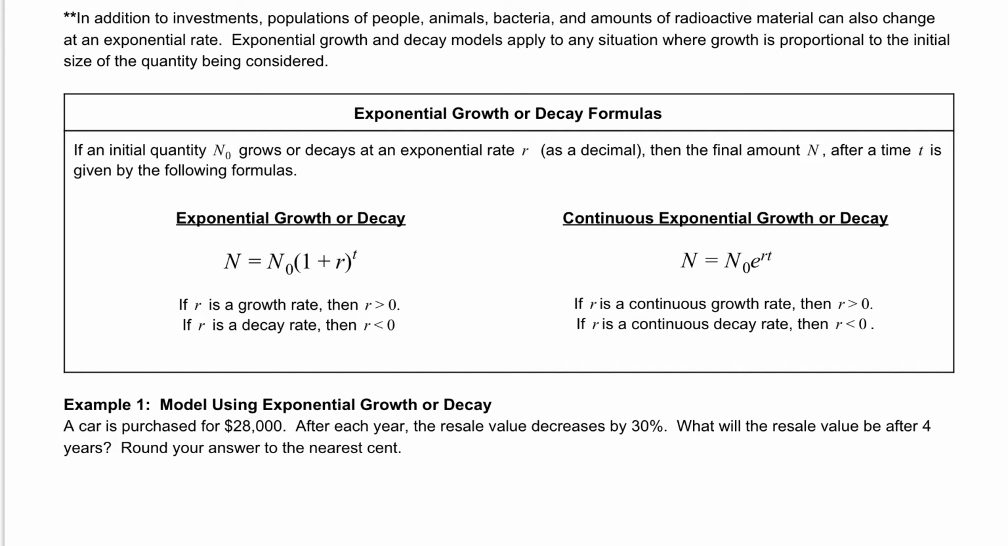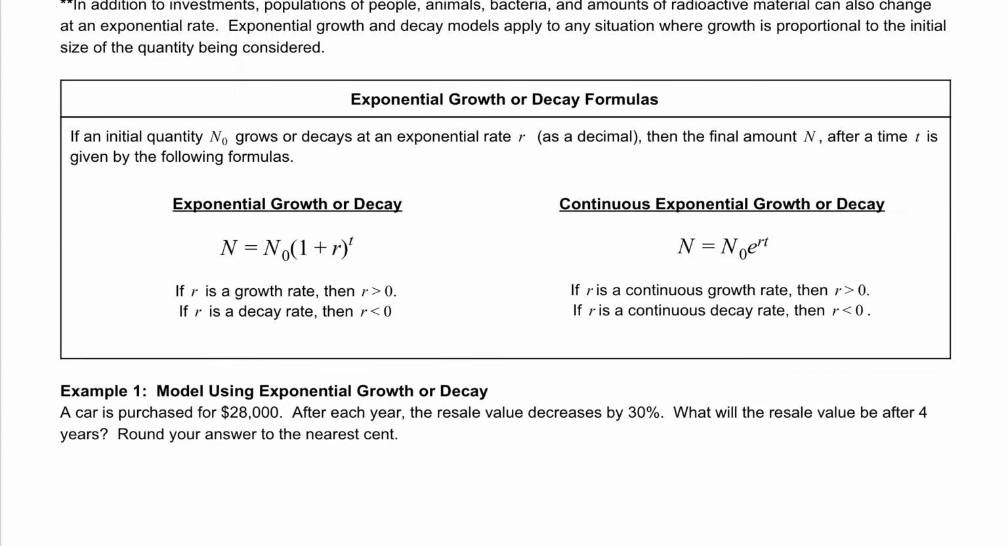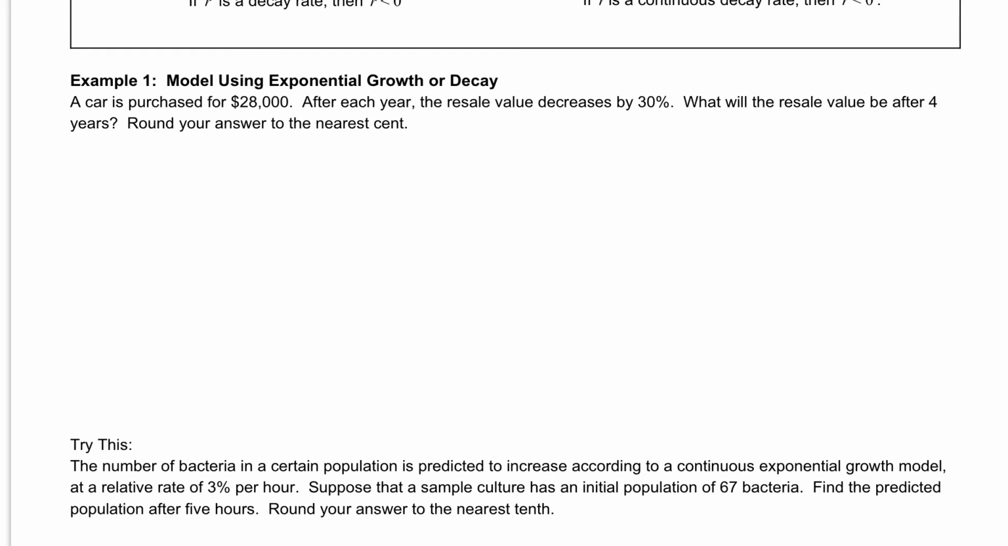If we take a look then at example 1 below, it says a car is purchased for $28,000. After each year, the resale value decreases by 30%. So it's not continuous, it's happening after each year. What will the resale value be after 4 years? Round your answer to the nearest cent. So if we know that something's happening each year, it's not continuous, so we'll use the very first equation, which means we're using the equation N equals N sub 0 times (1 plus r) to the t.